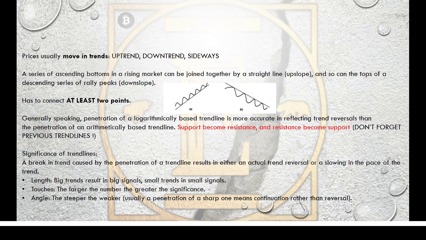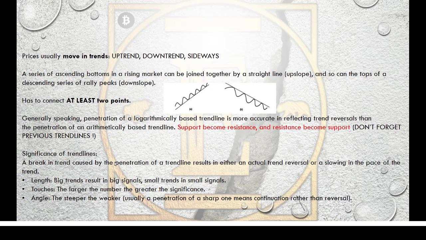Characteristics: length. Big trends result in big signals, and small trends in small signals. If you draw a trend line from about 20 minutes, it's not a big signal. But if, for example, Bitcoin breaks the big trend line we made in the 15-day chart, it's a very big bear signal. And the same goes for touches. The larger the number, the greater the significance.